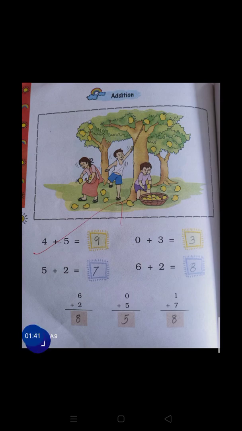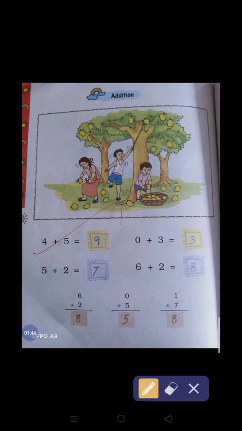Next 0 plus 3. 3 is a big number, so keep it in your mind. 0 is a small number, so leave 0 fingers. Is it possible? No, because 0 means nothing. No need to leave any finger. So, no need to calculate 3 after. We get answer 3. So, 0 plus 3 equal to 3.